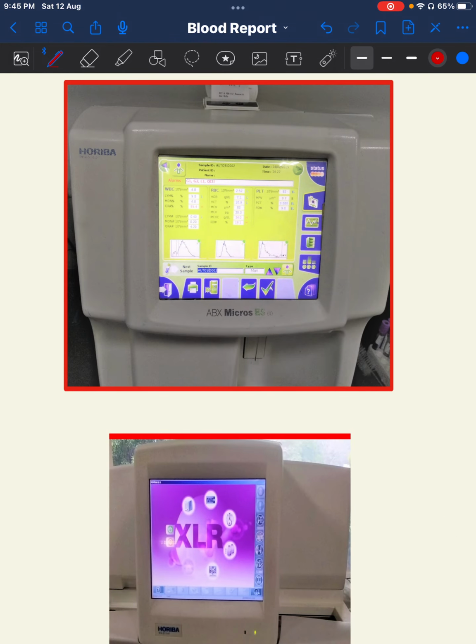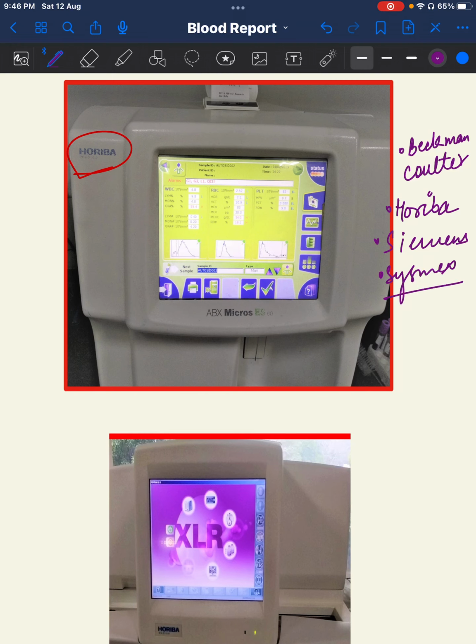Then look at this, I have got two images. So this is from the Horiba. There are certain companies which provide these machines for the CBC analyzer. So the big names in this field are Beckman Coulter, Horiba, then you have Siemens or Sysmex. Okay, so these are certain machine companies which provide us with the CBC analyzers.